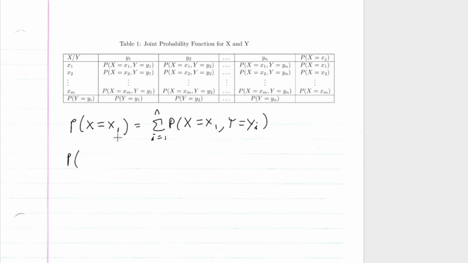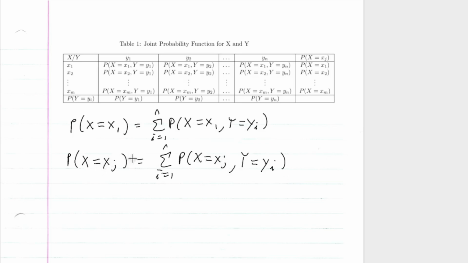And then in general, the probability that x is equal to x sub j, for any which one I choose, this is going to be the sum from i equals 1 to n of the probability that x is equal to x sub j and y is equal to y sub i, where j is a fixed one, right? And i is representing that index that goes all the way from here to here, where i goes from 1 to n. And j is fixed in this situation.